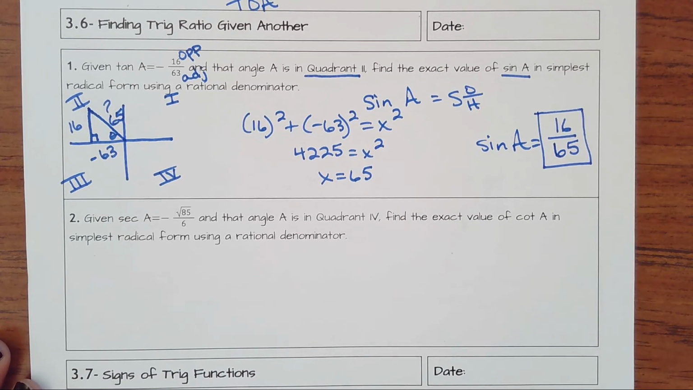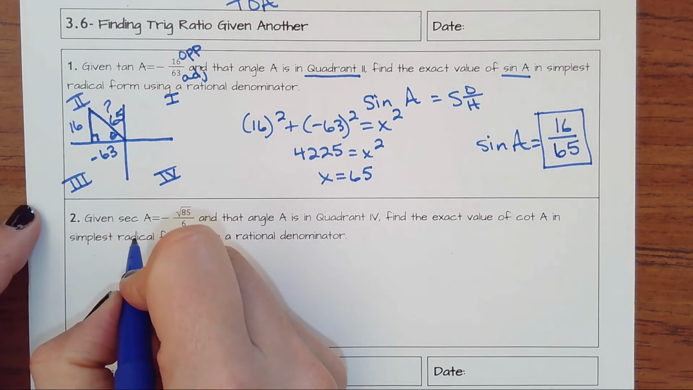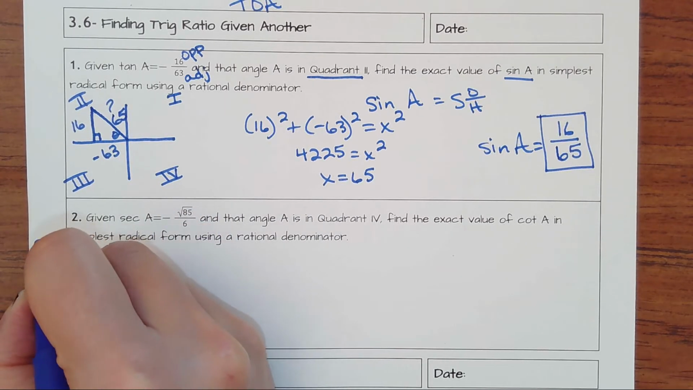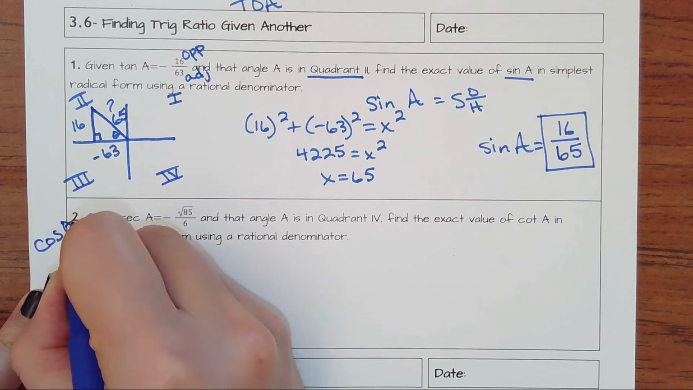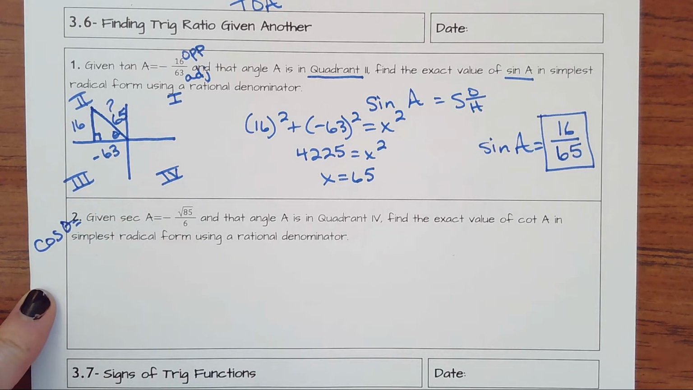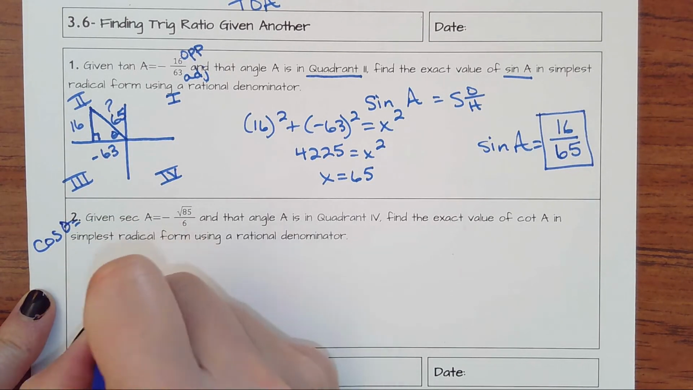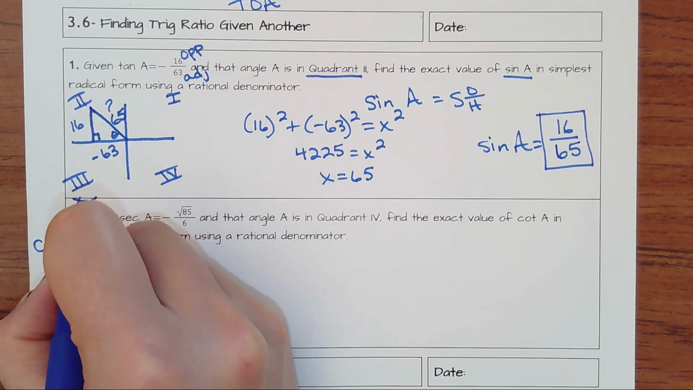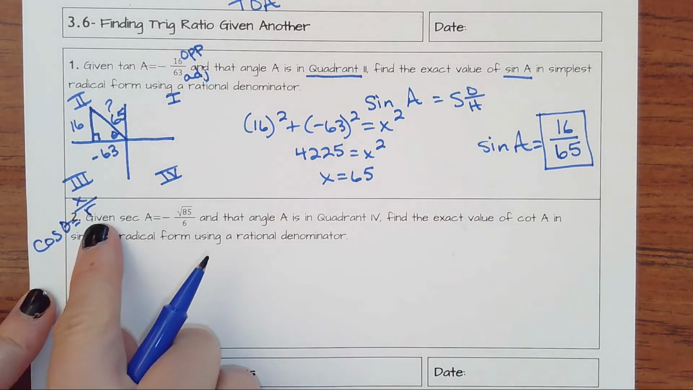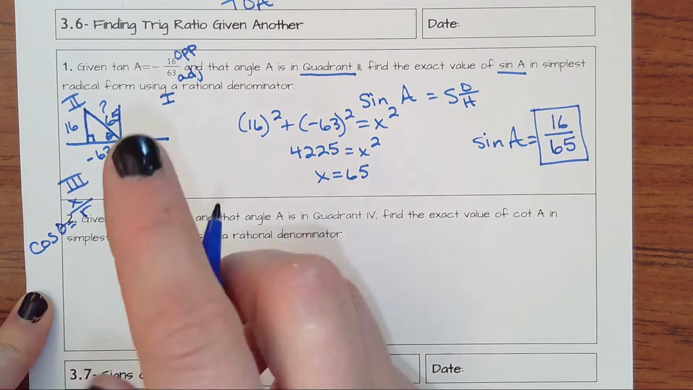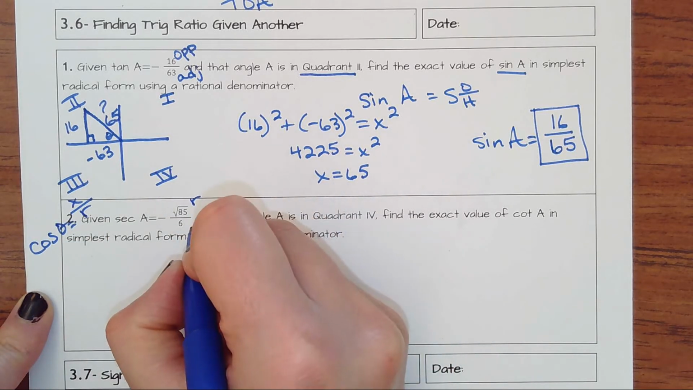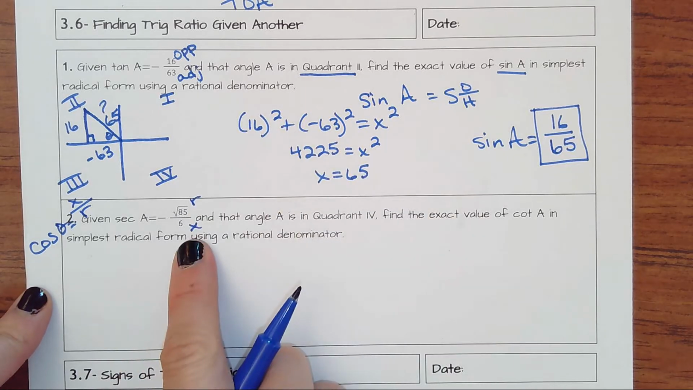Let's try number 2 without a picture. Secant is the reciprocal of cosine. And cosine of an angle is the adjacent over the hypotenuse. So picture an adjacent leg, that's the x value, over the hypotenuse, which is the r. So remember that cosine is x over r. Well, in secant, it's switched, so this is my radius, and this is my x value.